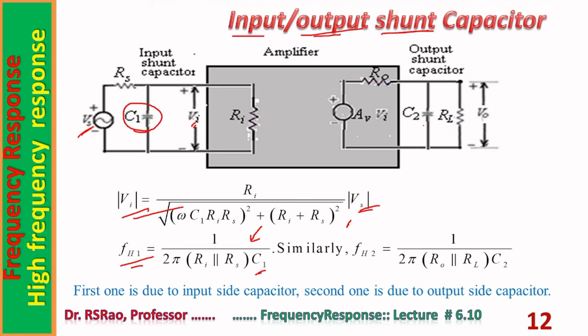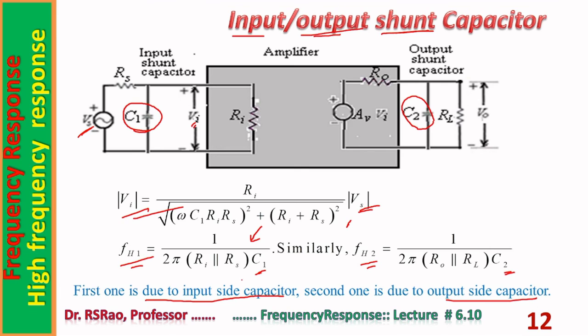Similarly, there is a capacitor shunting the output, C2. This capacitor also, like the shunt capacitor on the input side, simulates a low pass circuit associated with an upper 3 dB frequency. That frequency here is designated as FH2. Its value is equal to 1 over 2 pi (R0 parallel RL) C2. First one is due to input side capacitor, second one is due to output side capacitor.